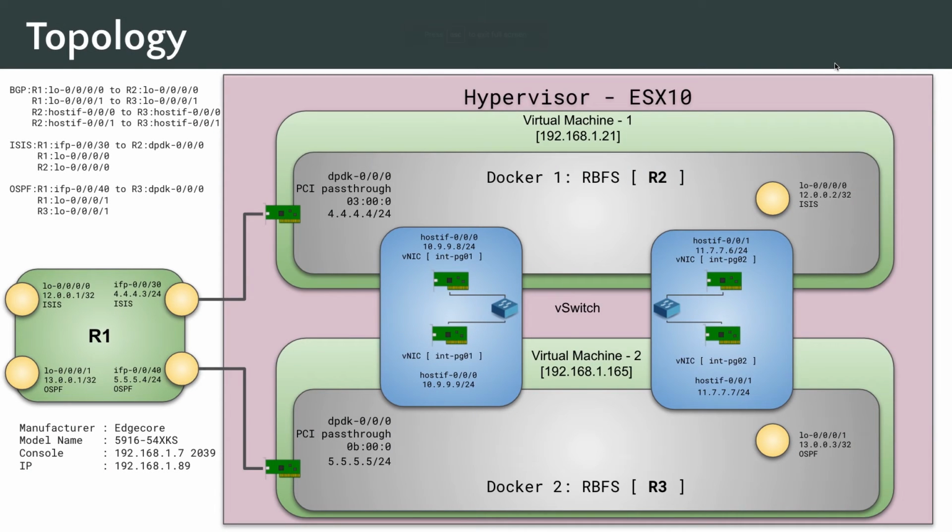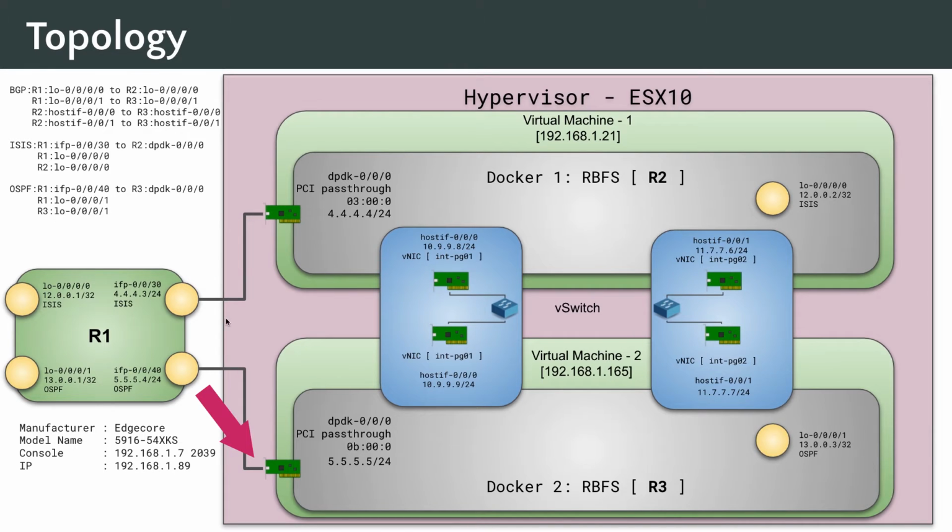Let's see the overview of the topology. R1 is an HCore device, ESX10 is a hypervisor which consists of two virtual machines, VM1 and VM2. Each VM hosts an RBFS Docker service. ISIS is running between R1 and R2. OSPF is running between R1 and R3.